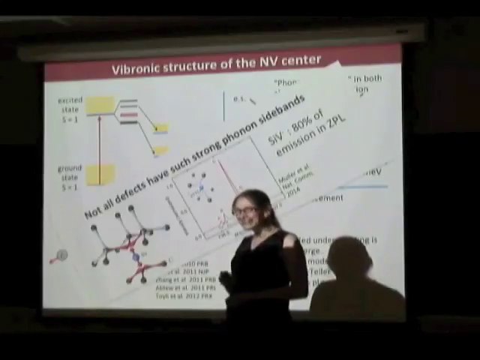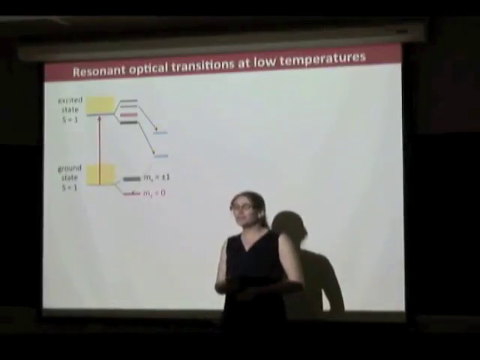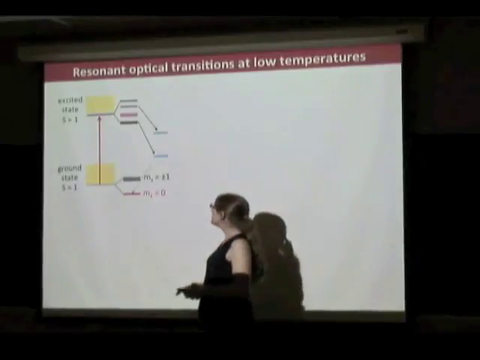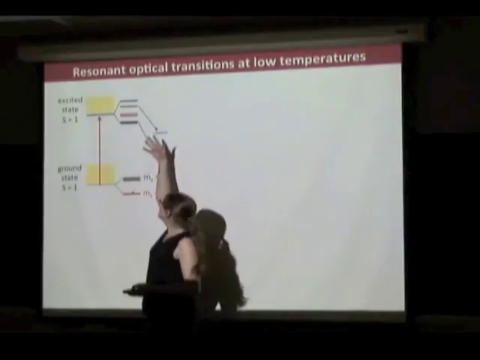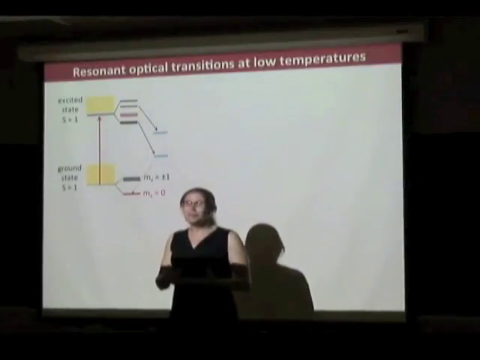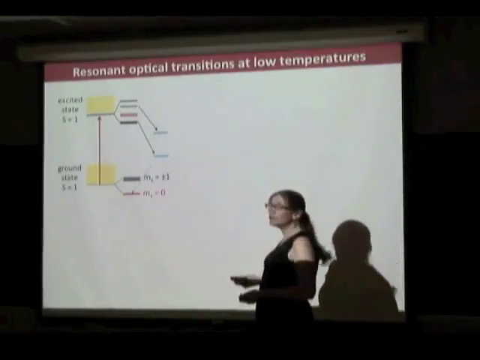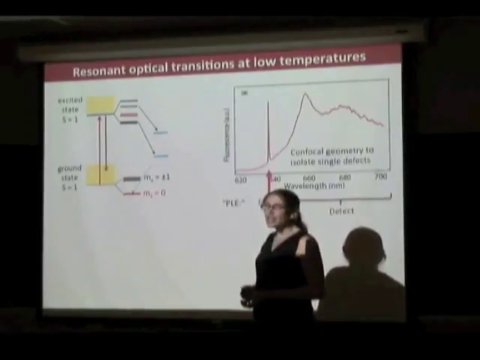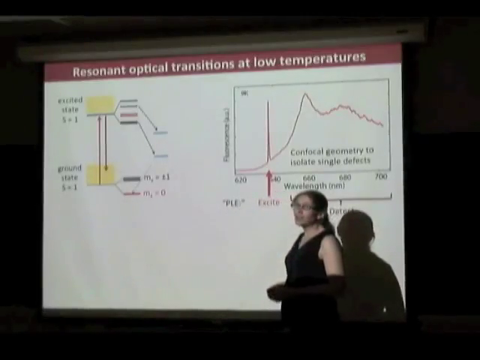Okay, so with that one addendum, let me go on now to talking about the resonant optical transitions of the NV center, that is, exciting directly between these ground triplet states and the excited triplet states, how they are probed and what they can be used for. So a typical way to explore the resonant optical transitions is through what's known as photoluminescence excitation spectroscopy.